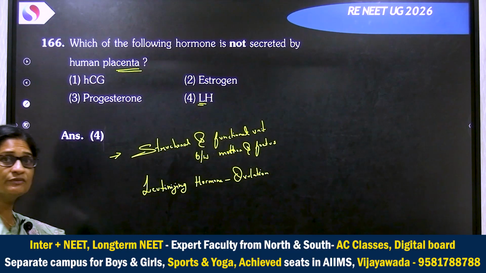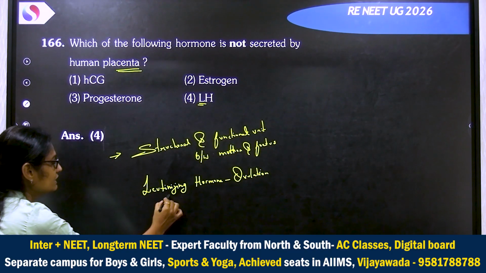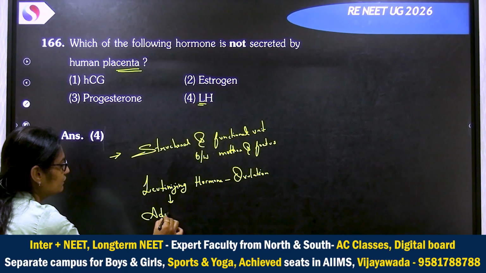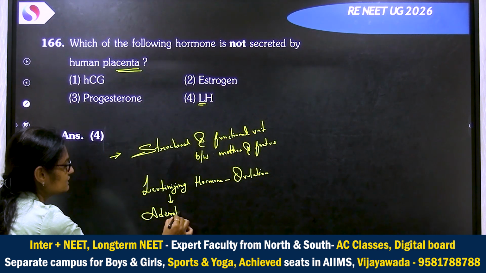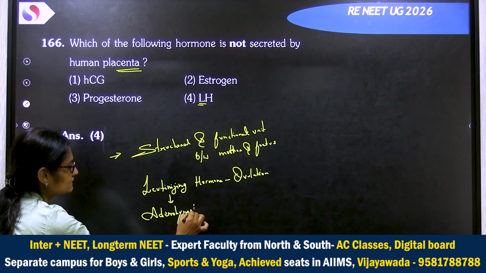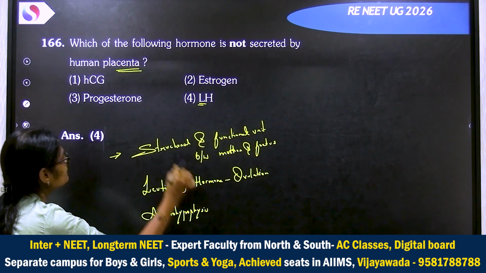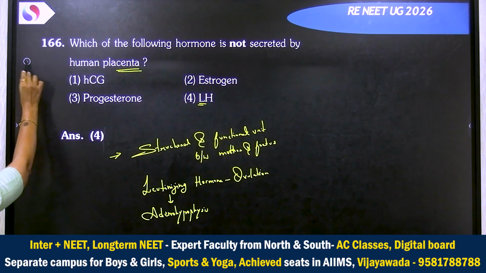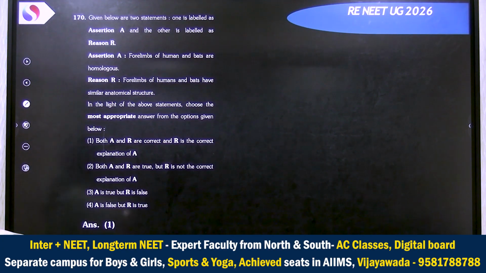Luteinizing hormone is secreted from which part of the endocrine system? It is produced by the anterior lobe of the pituitary gland. The anterior lobe of the pituitary gland is otherwise called adenohypophysis. So what is our answer? Which one is the odd one out? LH is the odd one out. Let us go into that. Next question, bit number 170.